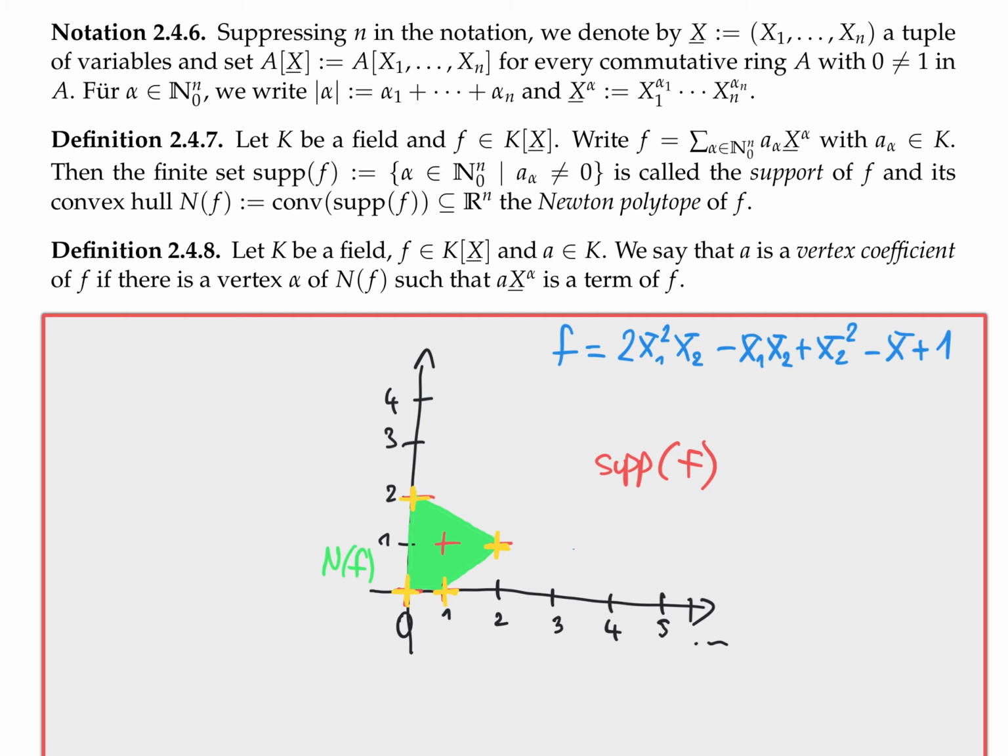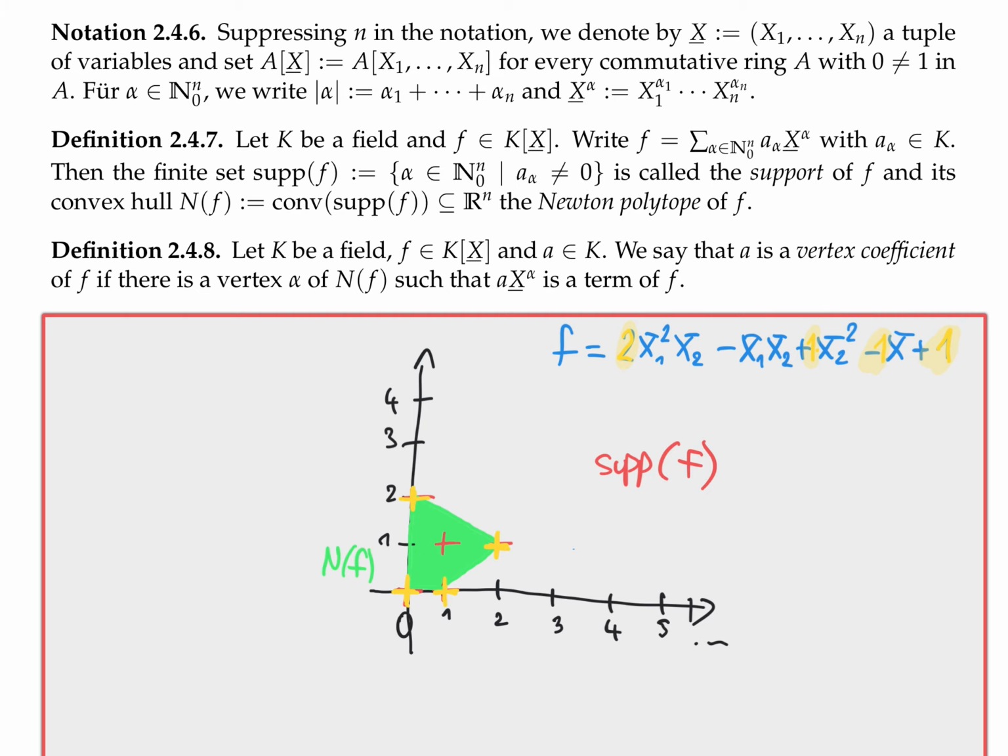Okay, so 2, 1, let me write it here, 1, minus 1, and 1. So 2, 1, minus 1, and 1. Sorry if it's not very readable. Okay, so what are our vertex coefficients?